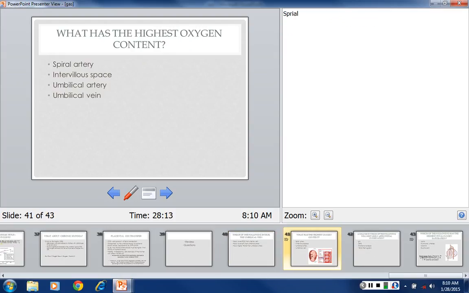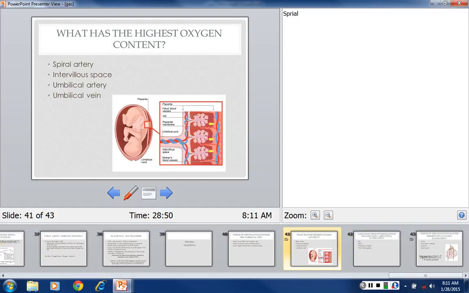Which has the highest oxygen content? The spiral artery, the intervillous space, the umbilical artery, or umbilical vein? Think about where gas is exchanged. Where is gas exchanged in the baby? Does the baby do gas exchange with mom in the intervillous space? Spiral artery, umbilical artery, umbilical vein?